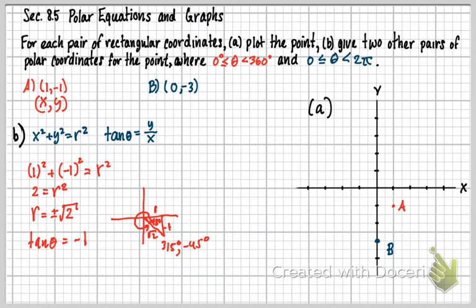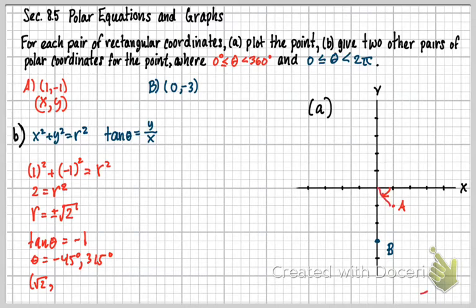Okay, and this one wanted us to find 2 points. So I can say theta could equal negative 45 degrees or 315 degrees. So now let's put these points together. If I want my r to be positive square root of 2, then my angle here could be negative 45 degrees, right? That would take me there. Okay, so I can say it's negative 45 degrees.